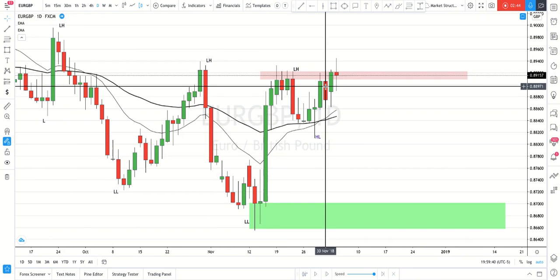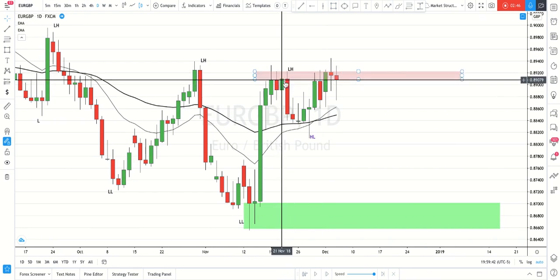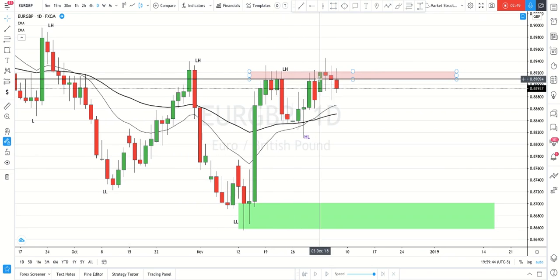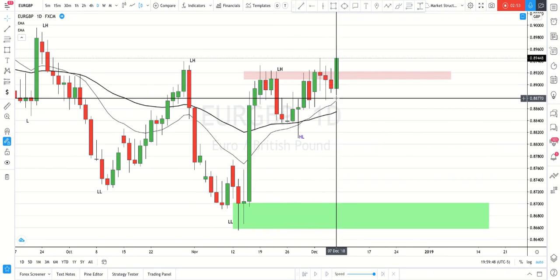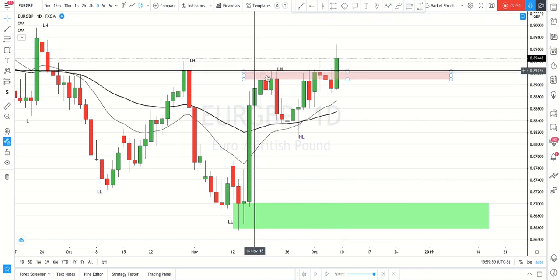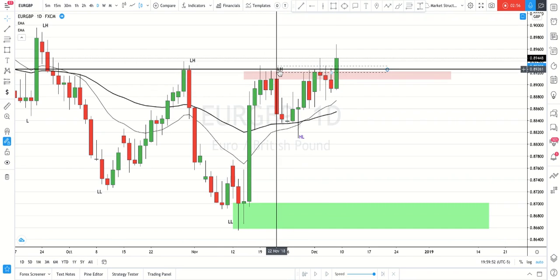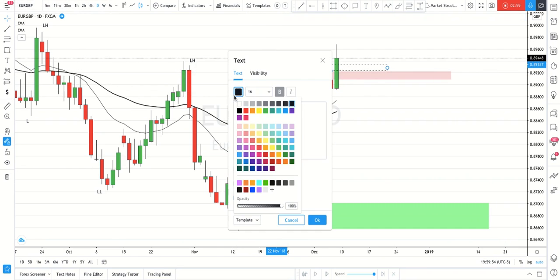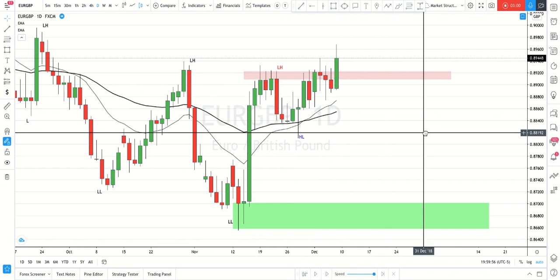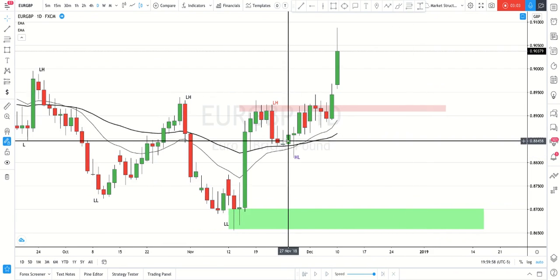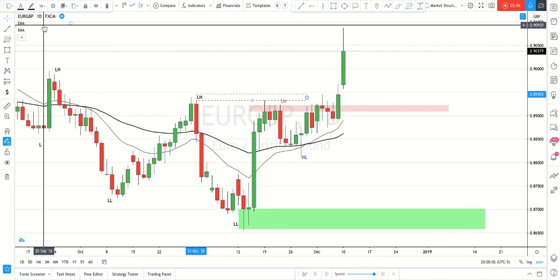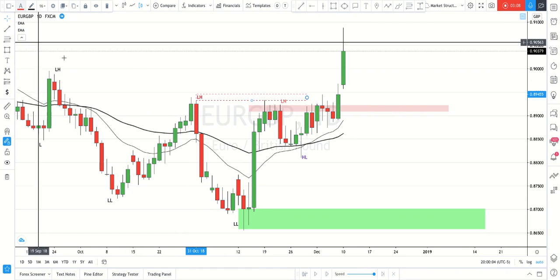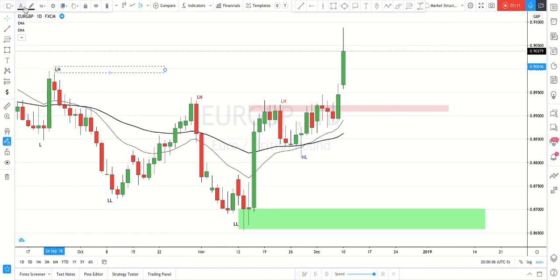And as you can see, price breaks this previous lower high, but acts as resistance. And then after 3 candles of rejecting, it finally closes above our structure point. Now I'm going to turn this color to red, indicating that it is broken. Price not only breaks this lower high, but it breaks the other two previous lower highs as well, breaking a total of 3 structure points.